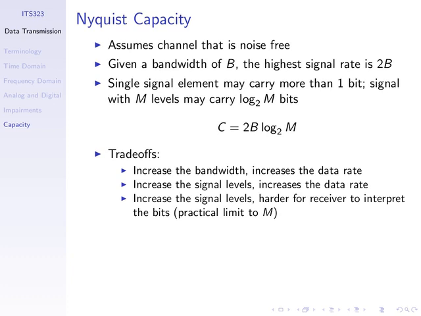And in the telephone, the old dial-up modems, we could get a capacity of around 60 kilobits per second with a bandwidth of around 3,100 hertz. You can work out what M should be in such a case from that equation, or an approximate value of M. So Nyquist capacity gives us a relationship between bandwidth and data rate when there's no noise, in a perfect environment.